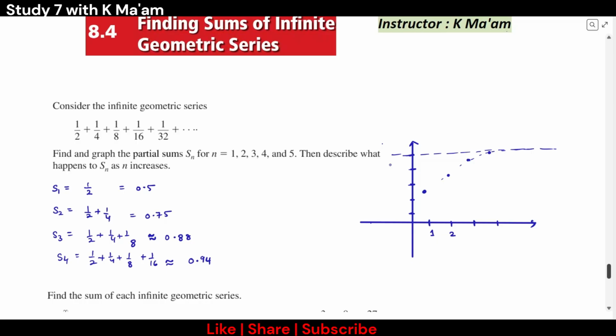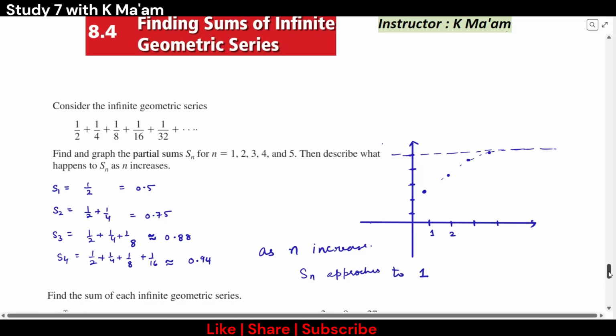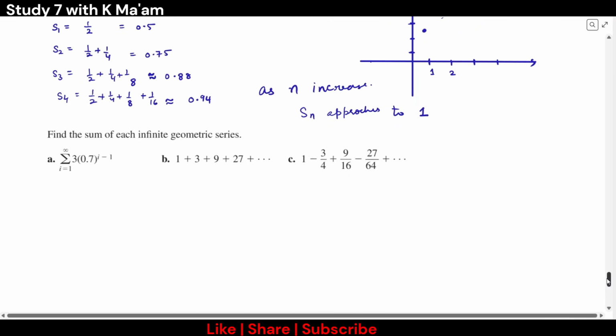This is the graph. So what you can see? We can say that as n increases, Sn approaches 1. Okay? Next.